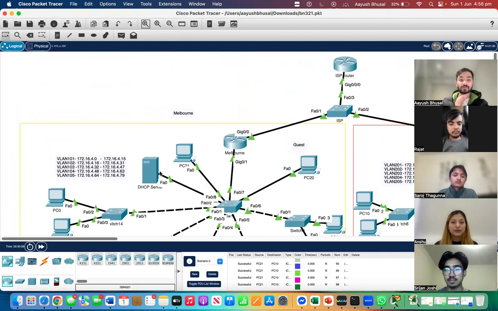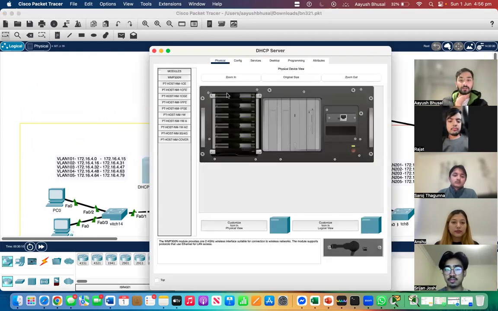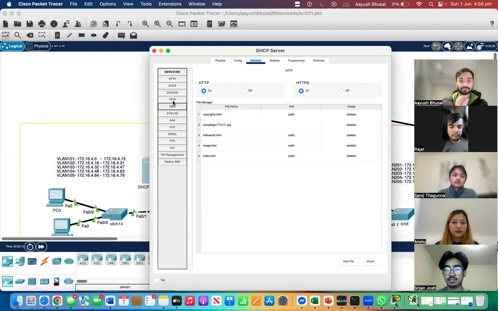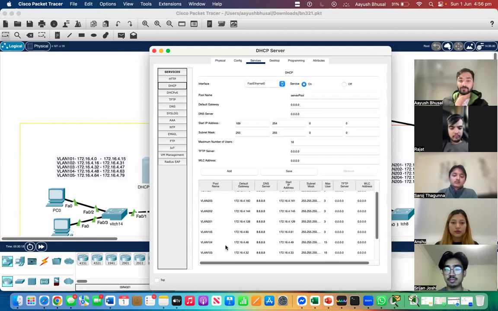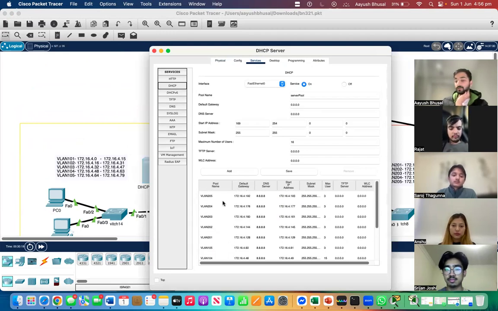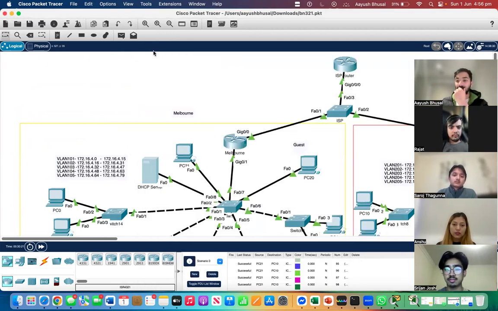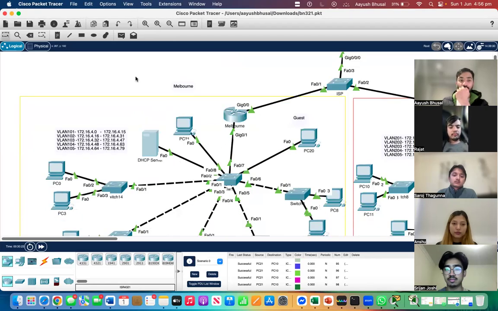Talking about DHCP, we have created a DHCP pool for every VLAN. We have used these VLANs, which will be briefly described by Srijan. Port security and NAT will be described further as well.